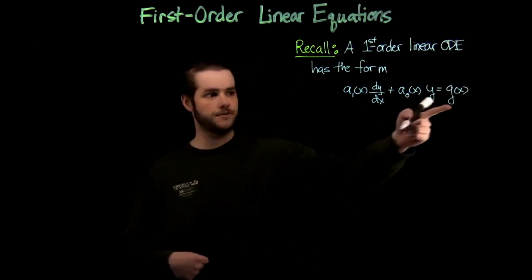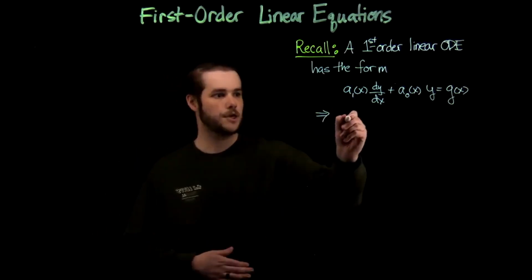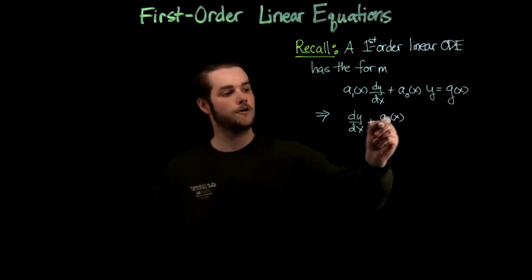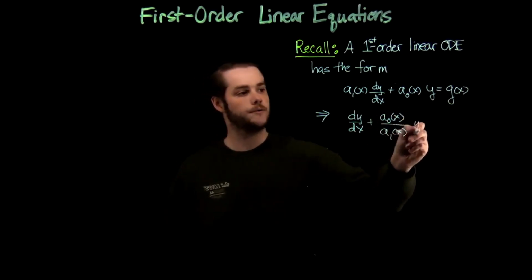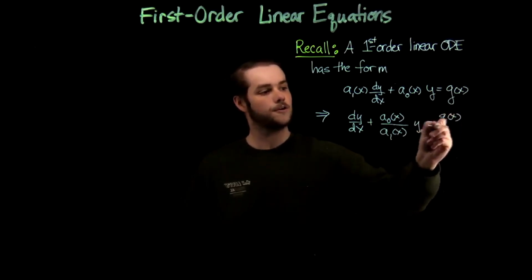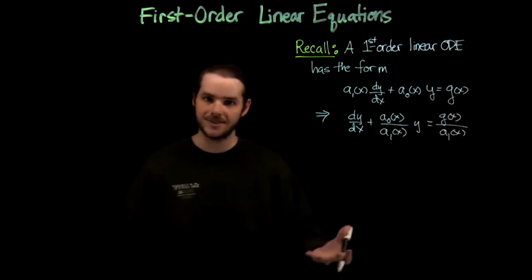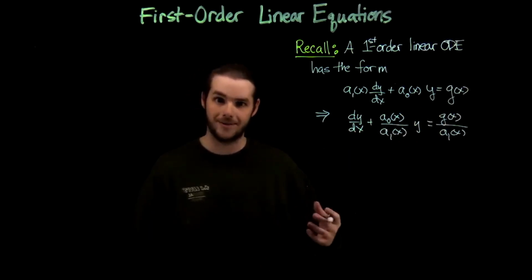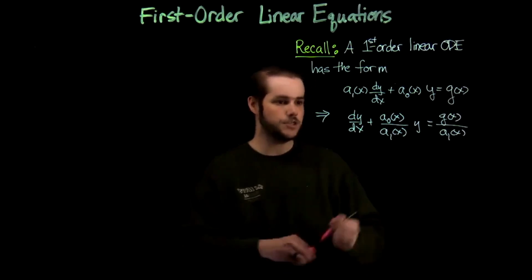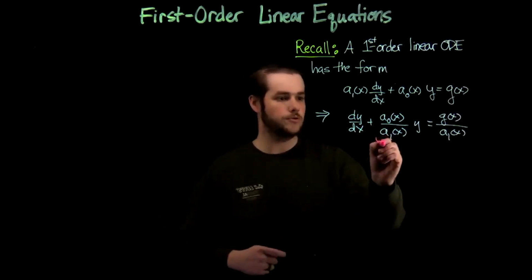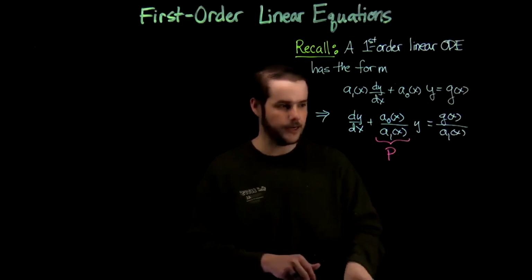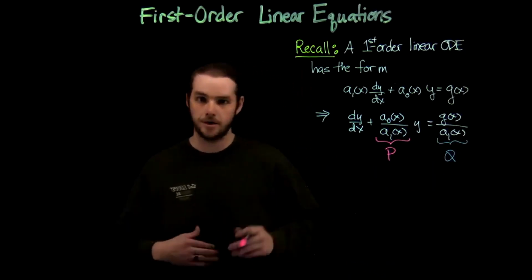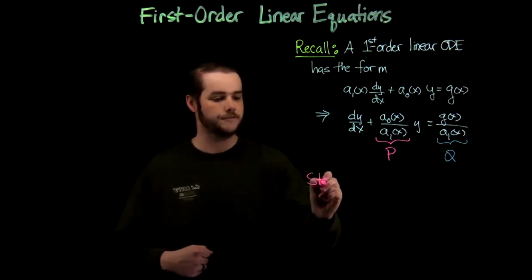So what I'm going to do is divide over by a1 of x. And what I'll get is that dy dx plus a0 over a1 times y equals g over a1. Do you notice this is still linear because all the coefficients still only depend on the independent variable? So if I just give this guy the label p, and I give this guy the label q, I'm going to write the linear equation in what we call standard form.